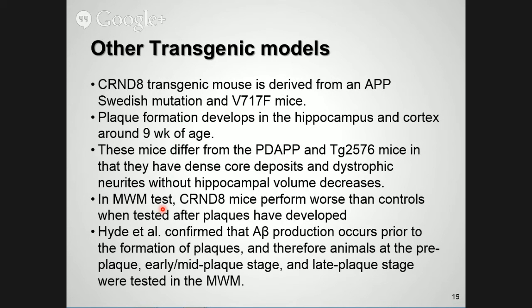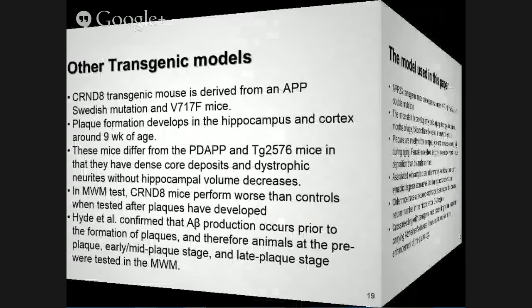In the Morris water maze, or the MWM, and we've talked about the spatial, hippocampal dependent Morris water maze, the CRND8 mice perform worse than their control counterparts after the plaques have developed. Behaviorally, they respond in the way that we think they should. Again, it seems to fit in with this amyloid cascade hypothesis in the sense that they perform worse depending on the stage that you look at them, before plaques, after plaques have formed, etc.